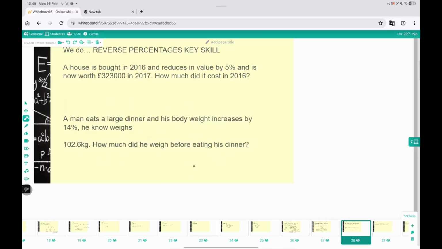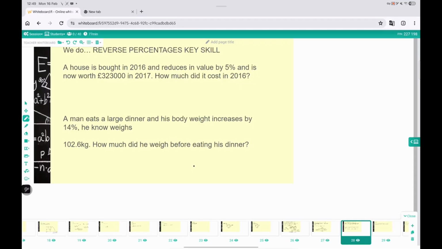Okay, so for your sort of one to have a go on your own, I've given you two reverses. One's an increase, one's reversing a decrease. You've got to figure out which one is which. There's two questions here. I'll pause the video while you have a go. No, well, I won't pause the video. You pause the video to have a go.